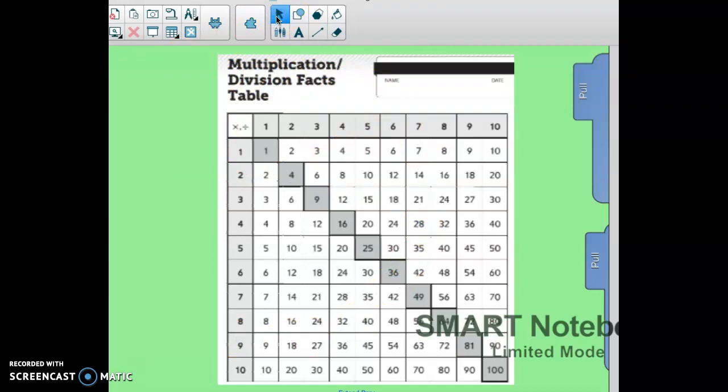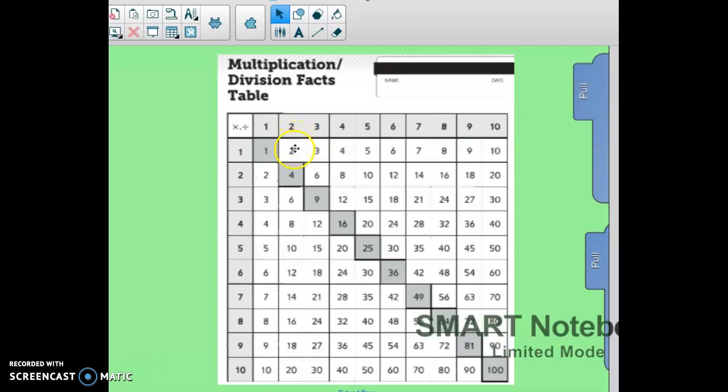Next, I want you to see patterns on our multiplication and division facts table. Let's start with our 2's. What patterns do you notice for all the products of 2? Remember, these are our factors and these are our factors. The first row and first column are our factors that make our factor pairs, and all of the numbers in the middle are your products.